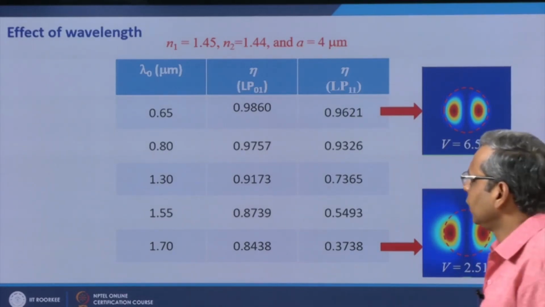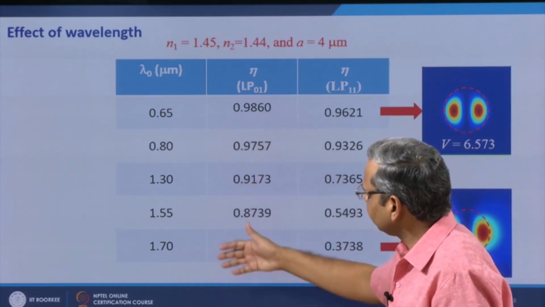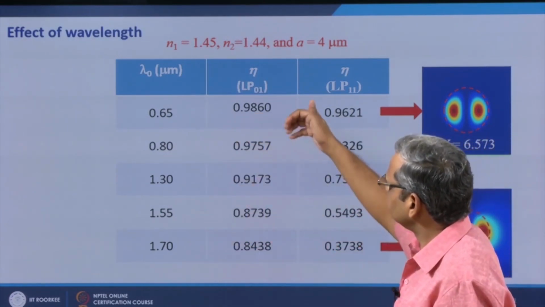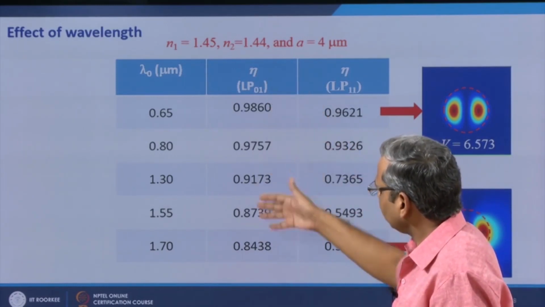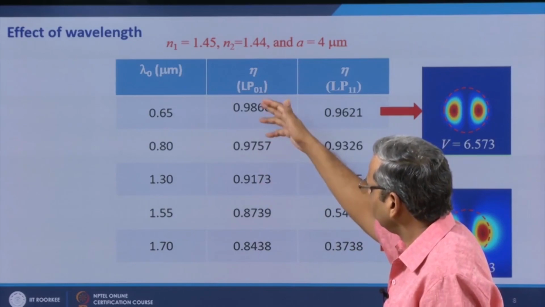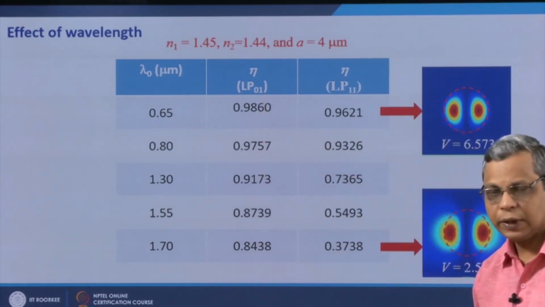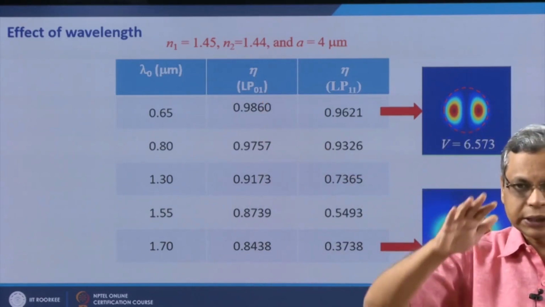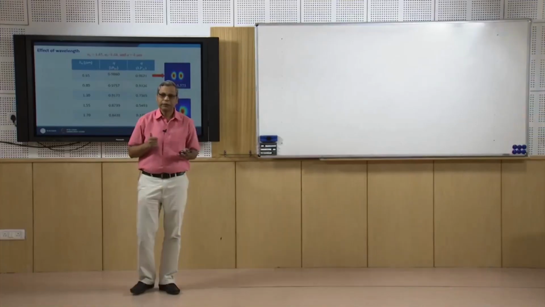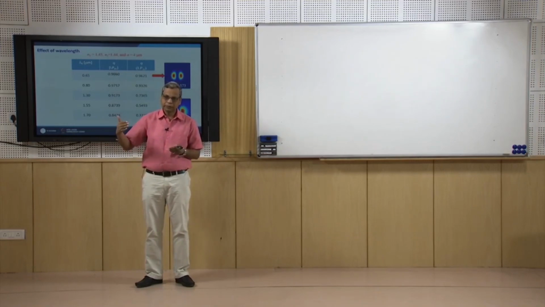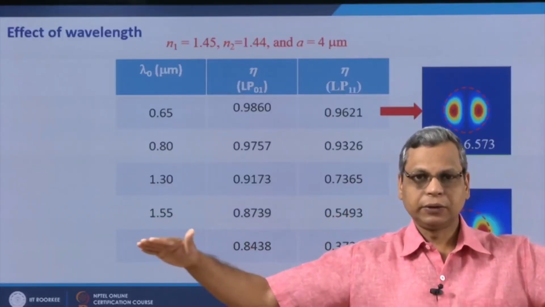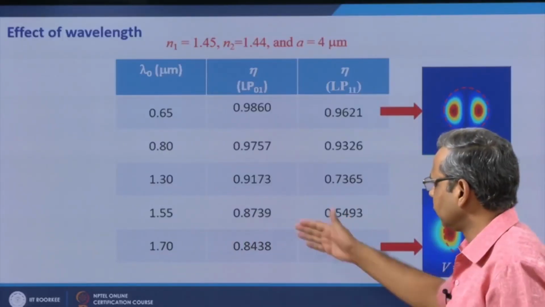So, as I increase the wavelength, I see the general trend that the power in the core for a given mode decreases. As I increase the wavelength, the mode spreads out, because I know if I increase the wavelength, which means I am decreasing the value of V, the mode approaches cutoff, and when a mode approaches cutoff, then the field spreads out. So, the fractional power in the core would decrease.